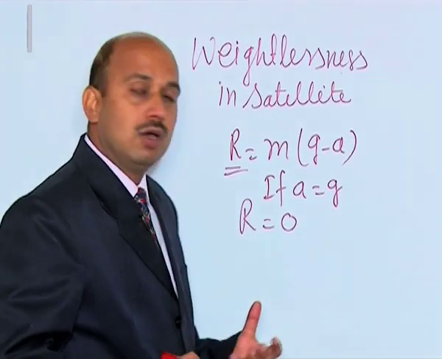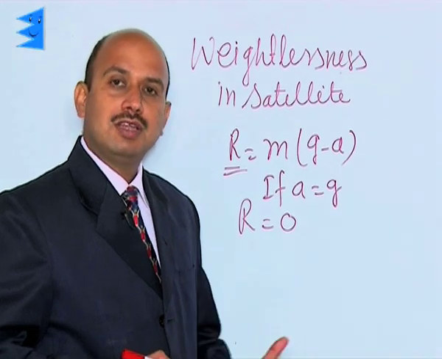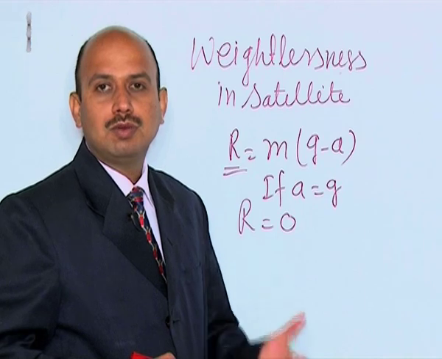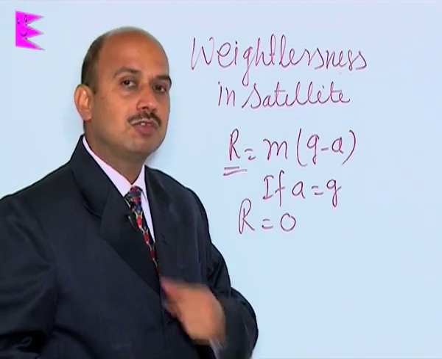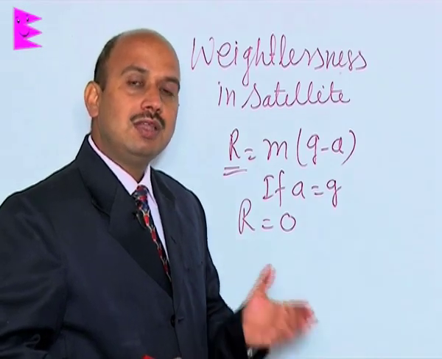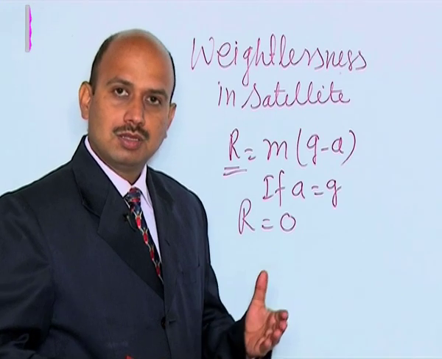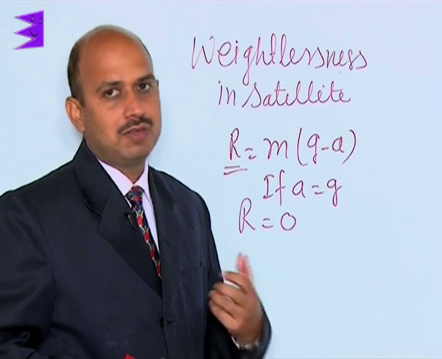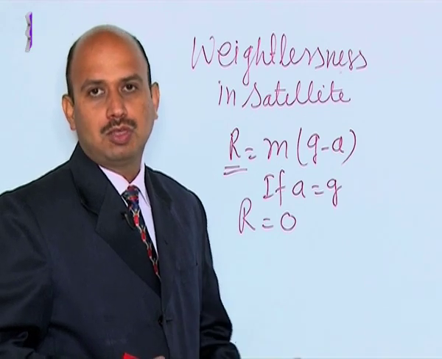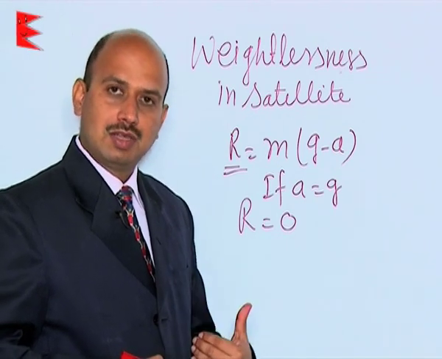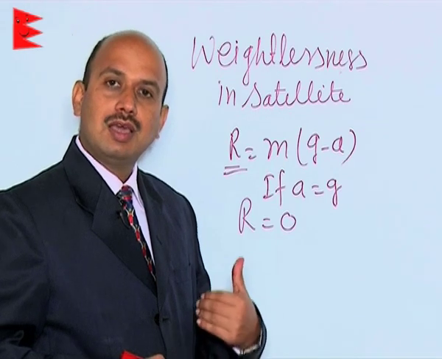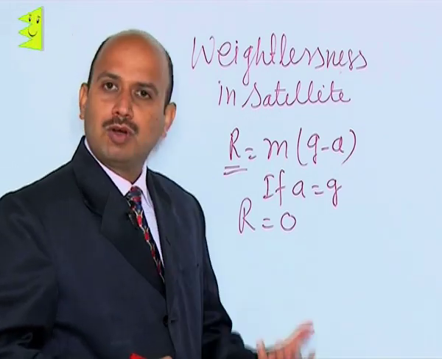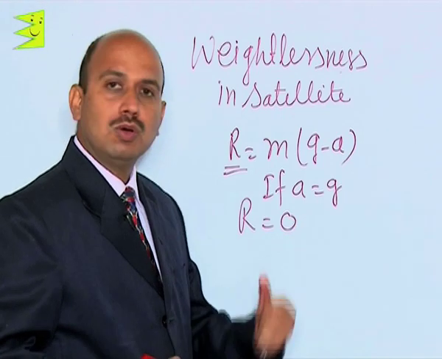So see here, whenever any body is in the state of free fall, its weight is 0, and we say the body is weightless. Similarly, in case of satellites, when the satellite is revolving around the earth, any object in the satellite is in the continuous state of free fall and its weight is 0. So any object in the satellite is taken as weightless, because of the free fall state, and a = g.